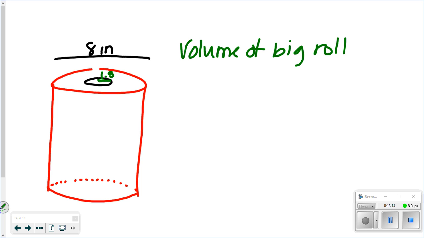Actually, we need to know height, don't we? Height would probably be about another 6 inches, I suppose. This is a big fat roll. I should have brought toilet paper today. First, you got to find the volume of the big roll.